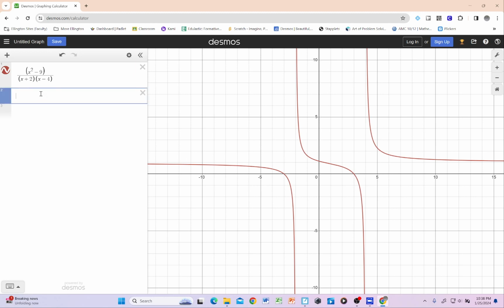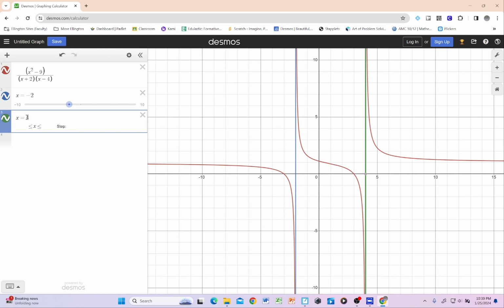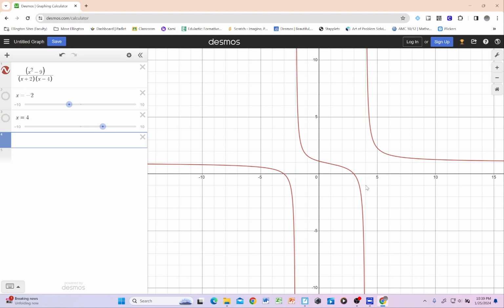And I can kind of do that here. I can do x equals negative 2, x equals 4. And there you go. You can kind of see where those intercepts are. Now, this is a funky looking function with 3 separate portions, isn't it? But that's what these functions do. And we can describe some of the values and properties as we go along.